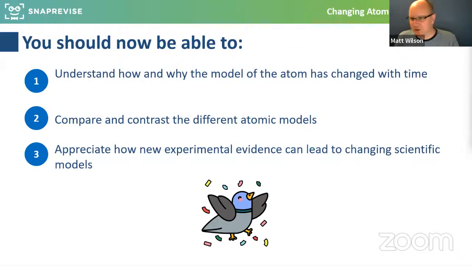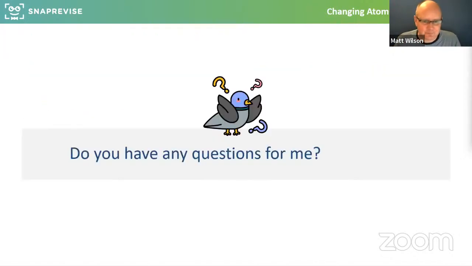So we should all be able to understand how and why the model of the atoms change with time, compare and contrast the differences between them, and appreciate how that experimental evidence from the Rutherford, Marsden and Geiger scattering experiment could lead to that changing scientific model, and generally how changing scientific evidence changes scientific ideas.